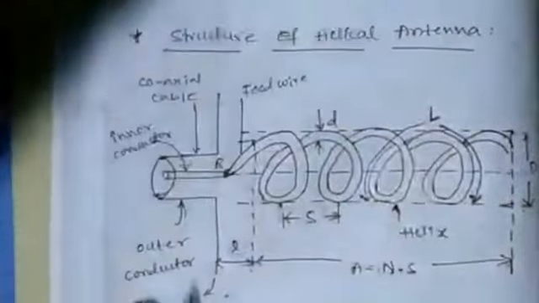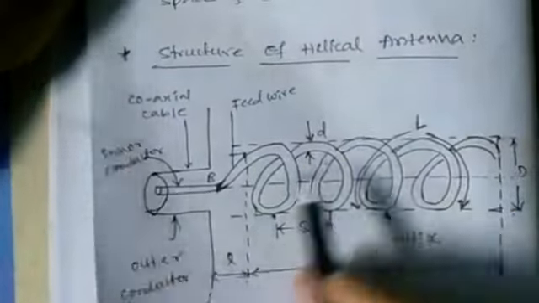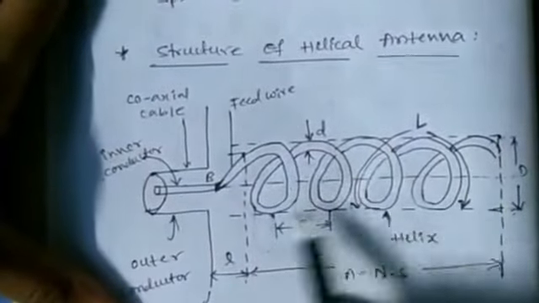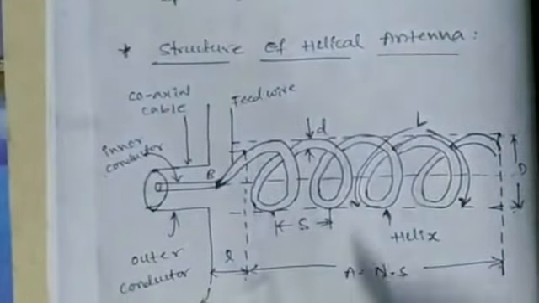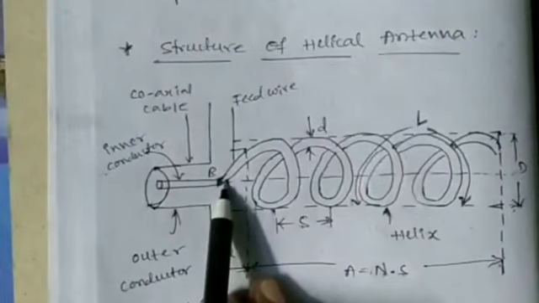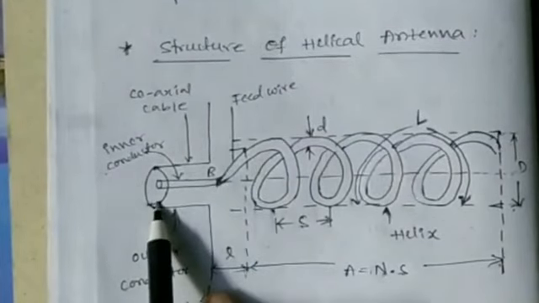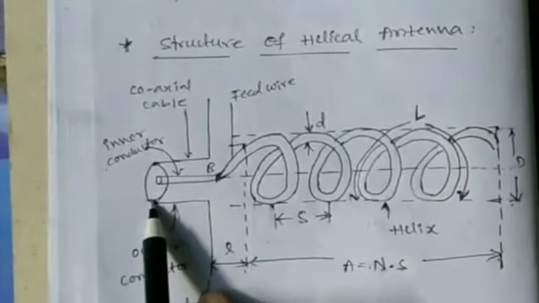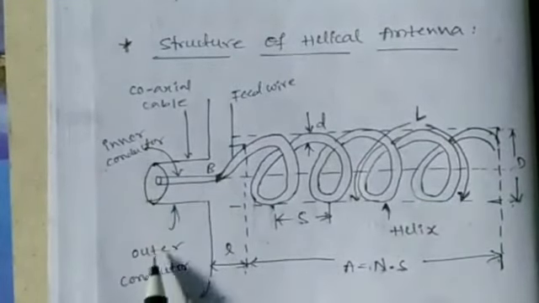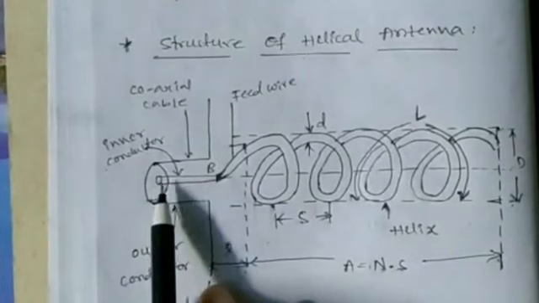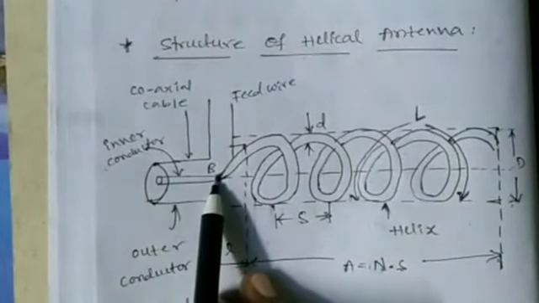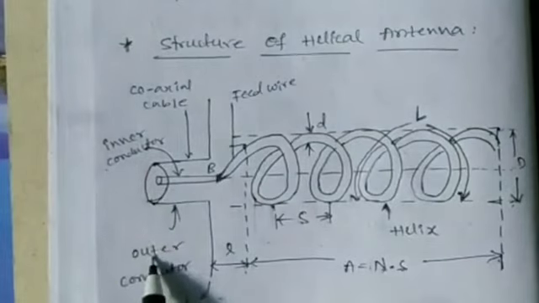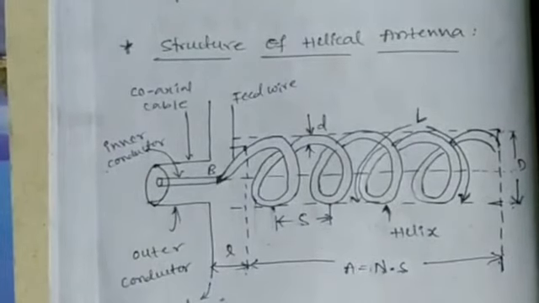This one is the structure of the helical antenna. Here the helical antenna has a number of turns, and one end of the helical antenna is connected to the coaxial cable. This coaxial cable contains two conductors, one is the inner conductor, the other is the outer conductor. To the inner conductor we connect one end of the helical antenna for feeding purpose, and the outer conductor is connected to the ground plane.